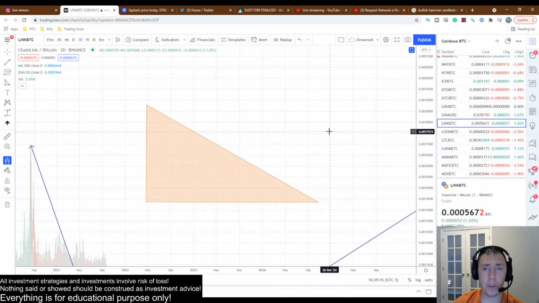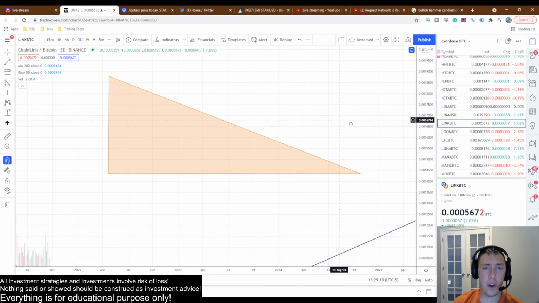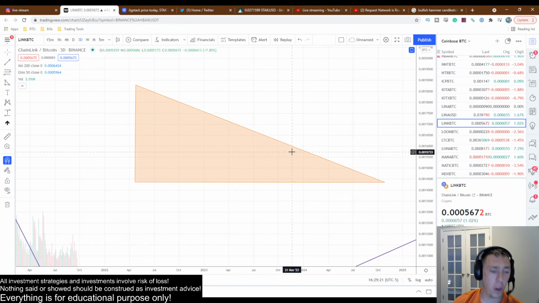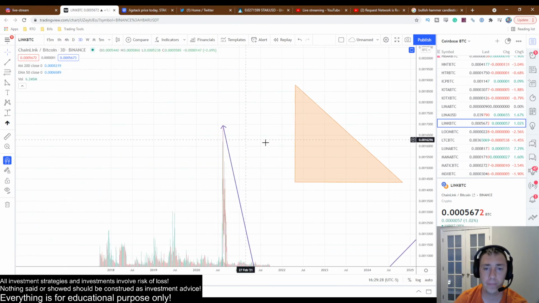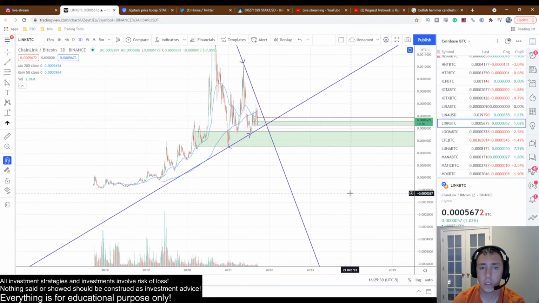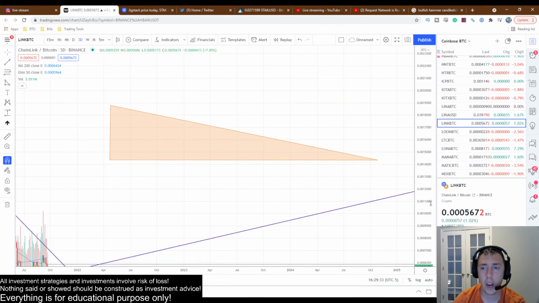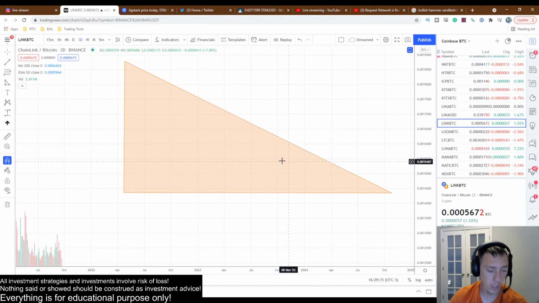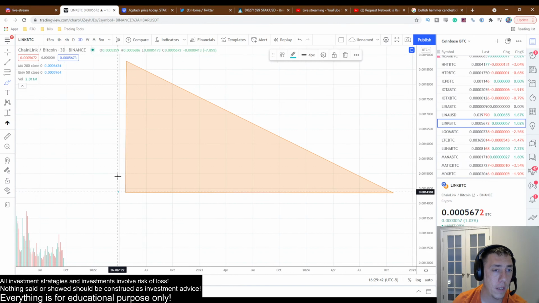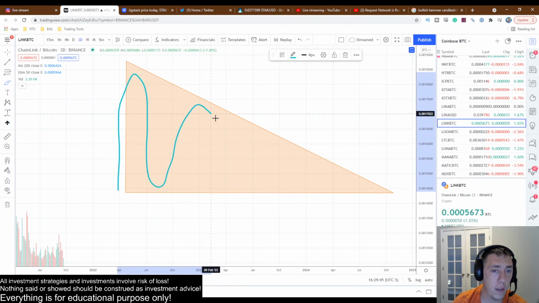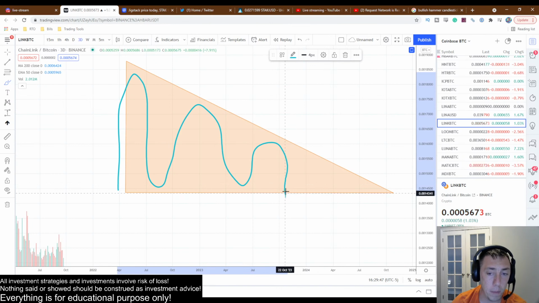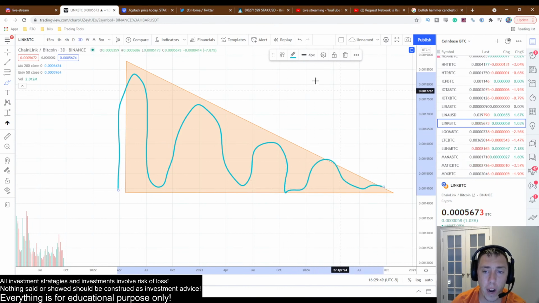So we have different types of triangles, right? Does anyone know what in trading this triangle is called? Can anyone tell me what this sort of triangle is called in trading? This sort of triangle right here. So you come up here and you do this. Making some movements. Descending triangle. That's right.